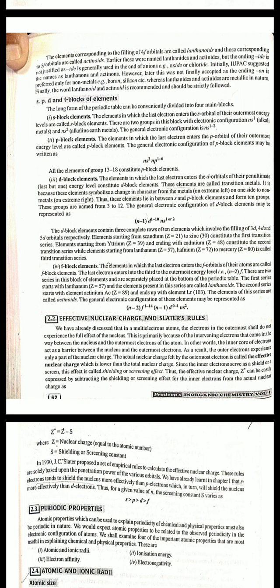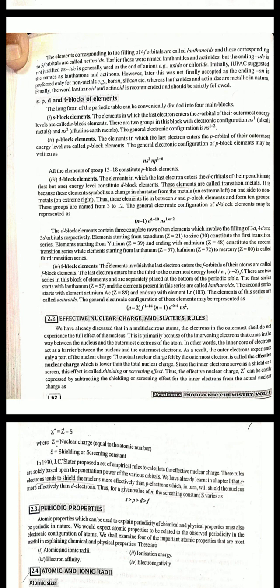S, P, D, and F block elements. The long form of the periodic table can be conveniently divided into 4 main blocks. S block elements: the elements in which the last electron enters the s orbital of their outermost energy level are called the s block elements. There are two groups in this block with electronic configuration ns1 and ns2.